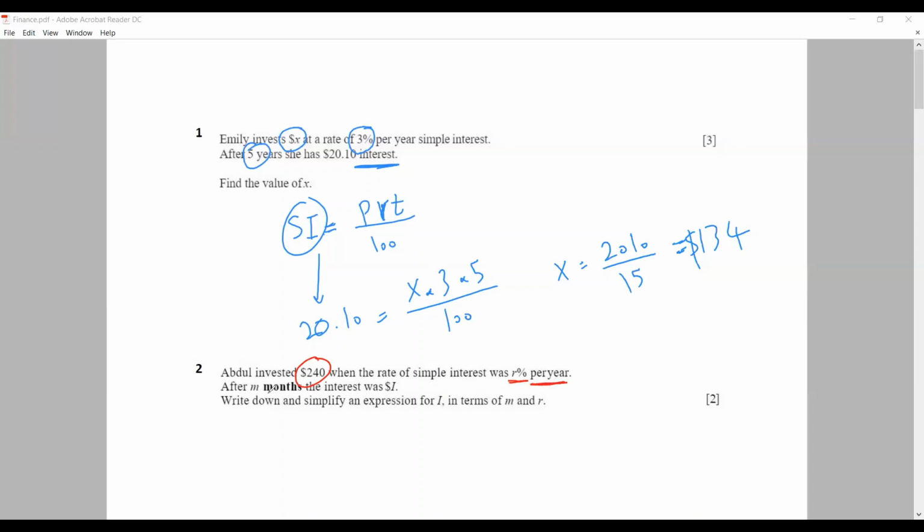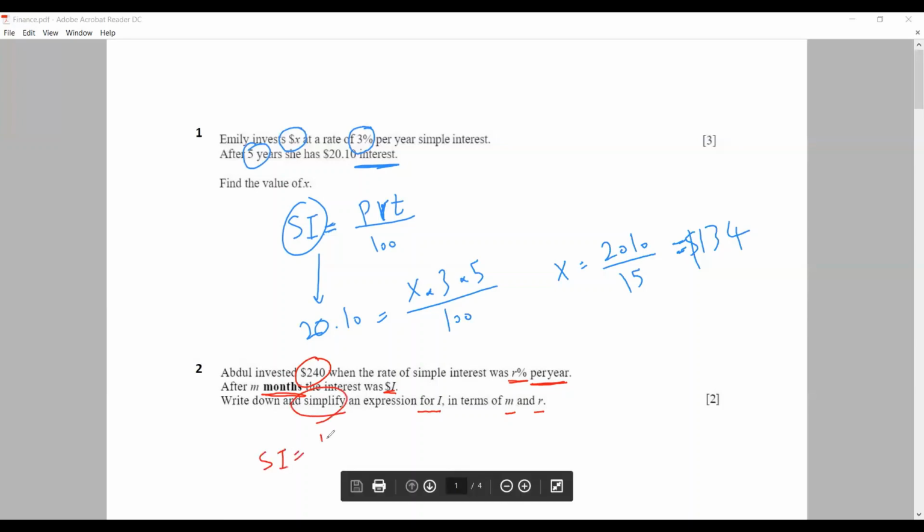After M months, the interest was I dollars. Write down and simplify an expression for I in terms of M and R. Okay, so it's quite clear the formula that we have to use. Of course, it's the same formula I used for the previous question. Now, instead of numerical values, we have a bunch of variables. The only numerical value we have is actually the principal, right? 240 US dollars. The rest is expressed in the form of variables.